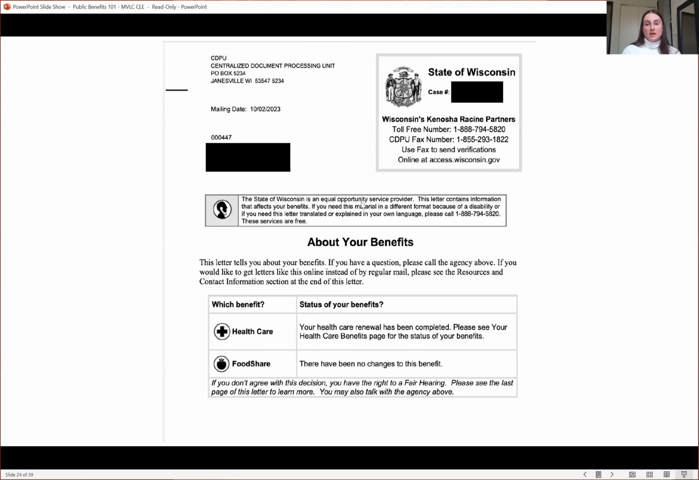This is what a notice looks like from Medicaid. You can see the consortium is at the top here. It's Kenosha Racine Partners is this consortium, and it'll say Milwaukee Enrollment Services for Milwaukee. Someone's case number is really important information to have if you're telling them to contact the agency. Giving them the case number is really important. You can see that the notices are going to discuss other benefits sometimes as well under the DHS umbrella, like this one mentions FoodShare, even though there's no changes to the FoodShare benefit.